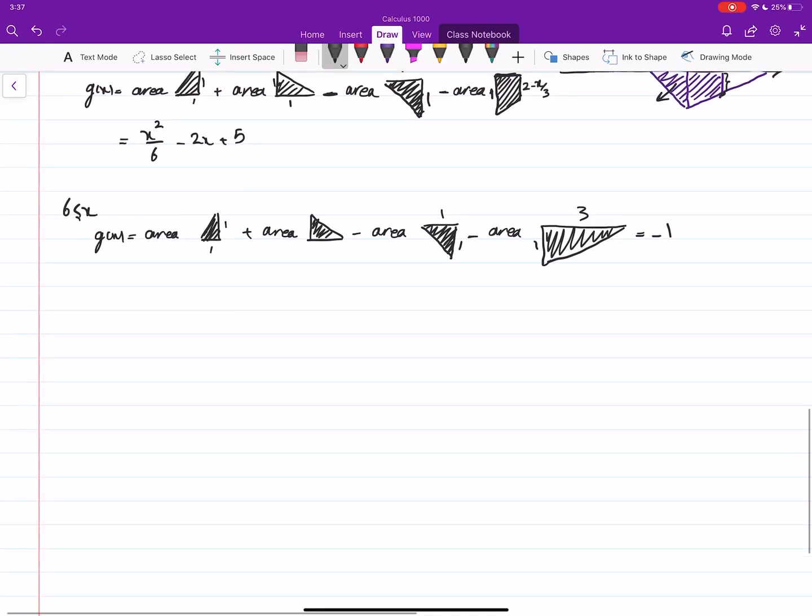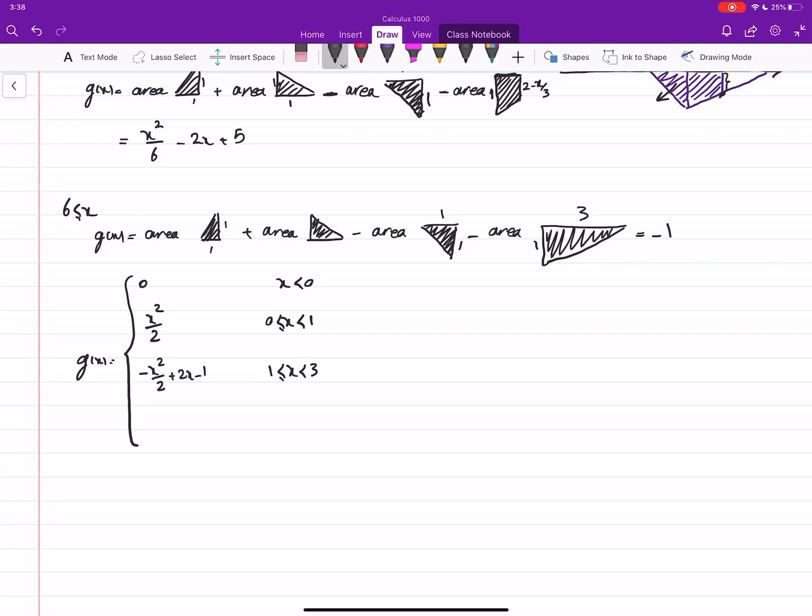Now that I have all the values, I can write g(x). Yes, g(x) is a piecewise defined function. If x is less than 0, it is going to be 0. If x is bigger than 0 and less than 1, it is going to be x squared over 2. I'm just writing the values we found above, and we saw that if x is between 1 and 3, it is going to be minus x squared over 2 plus 2x minus 1, and for x between 3 and 6, this is x squared over 6 minus 2x plus 5, and if x is bigger than 6, then there is this negative number. So you see that at least for a simple function f, I can find the function g, which is defined from a to x for that given function f.